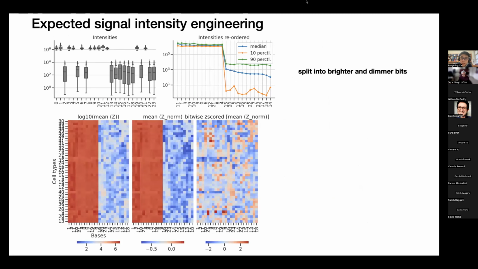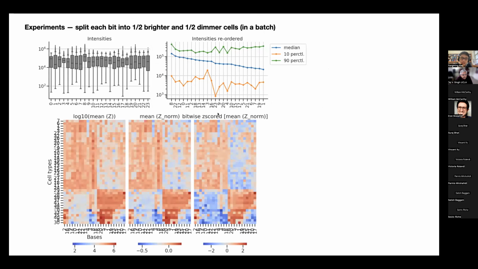So I guess one last thing I'll talk about, we are still playing around with this. We can engineer the expected signal intensity between different cell types and finally control how much intensity they have. This is just one example. By playing around with the constraint in the neural network, we can assign half of the low dimensional embedding to be brighter and the other half to be dimmer. Although this is not ideal in the experiments, we can engineer different patterns essentially for cell types in how they behave in the low dimensional space.